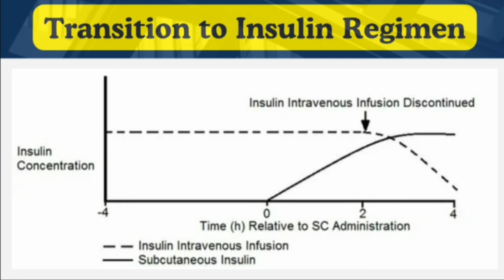Half the total daily dose can be given as a long-acting basal insulin and the other half as short-acting insulin pre-meals. The patient should receive subcutaneous basal insulin and rapid-acting insulin analog with the first meal, and insulin infusion discontinued almost an hour later. The overlap of subcutaneous insulin and insulin infusion is necessary to prevent the relapse of DKA.